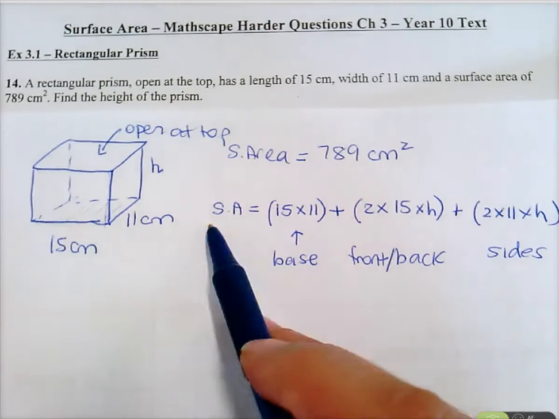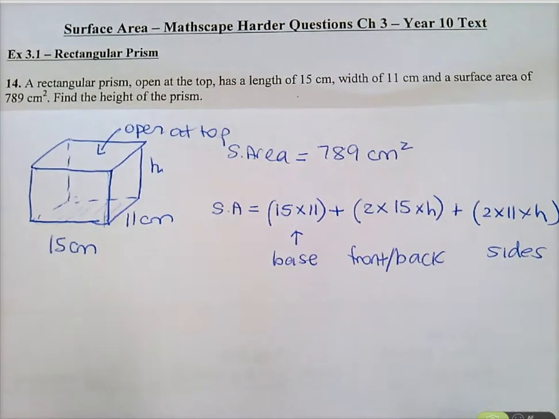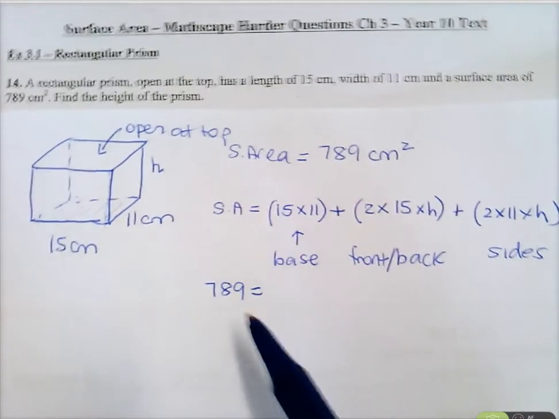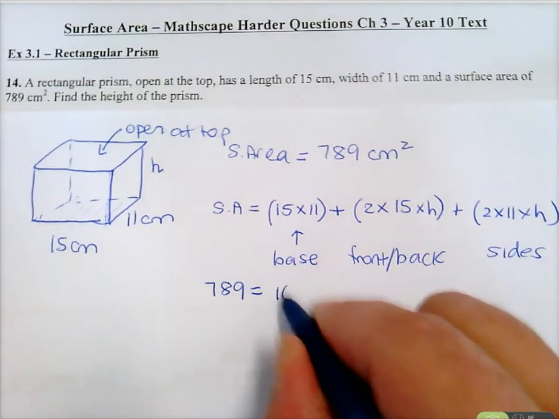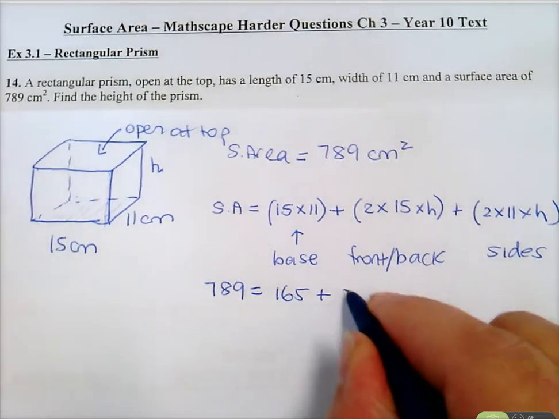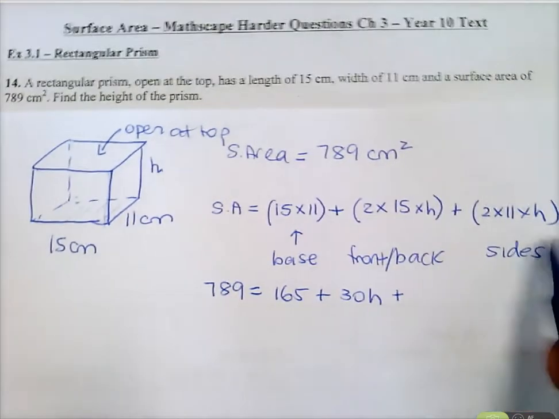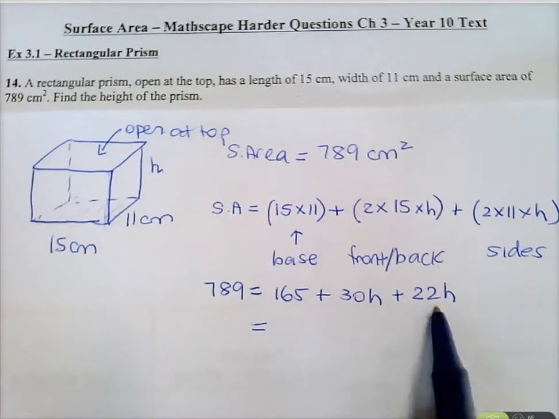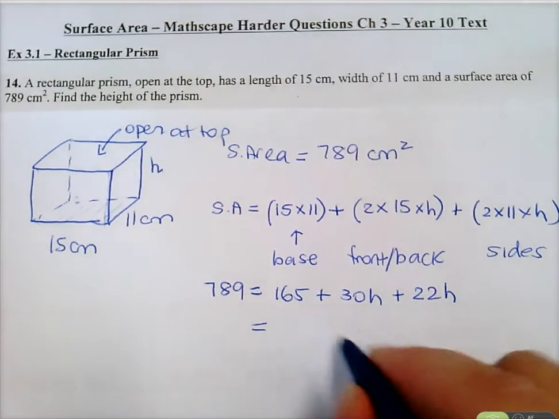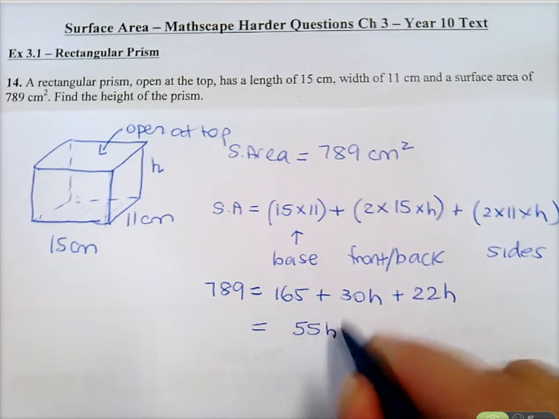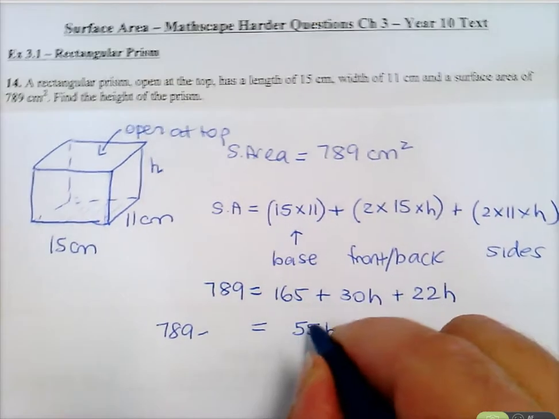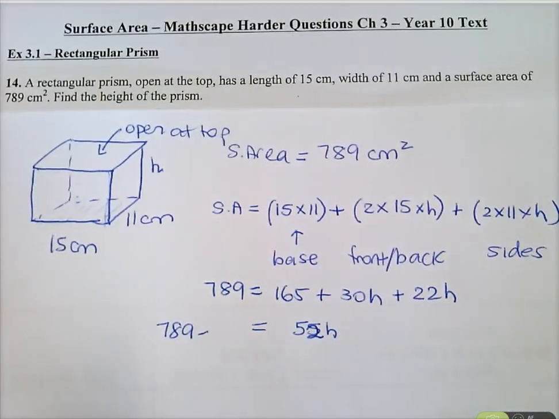Good. So what is the surface area equal to? Isn't the surface area 789? That's what the surface area is. What's 2 times 15 times h? 30h. What's 2 times 11 times h? 22h. Good. What can I add on this side? The like terms, they add up to 52h, and is 789 what? Thank you. 165 plus 52h is 789.